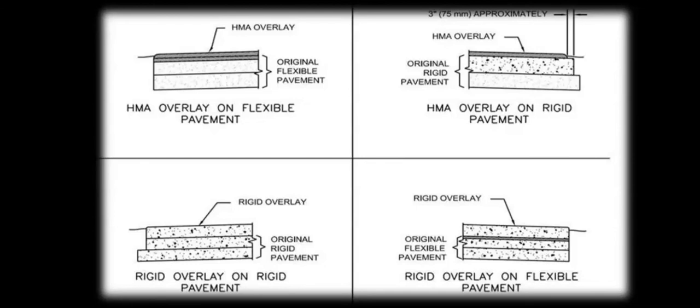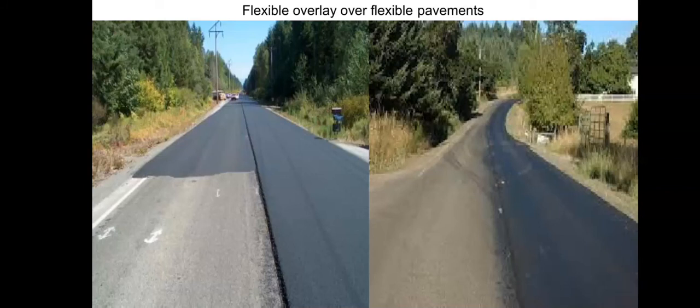This is the typical image. HMA, that means hot mix asphalt overlay on flexible pavement. And the second one, HMA overlay on rigid pavement. In the same manner, rigid overlay on rigid pavement and rigid overlay on flexible pavement. This is the image of flexible overlay over flexible pavements.